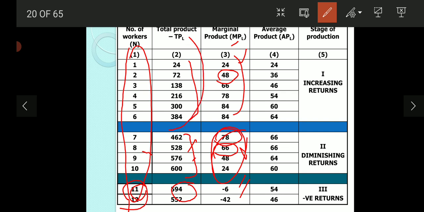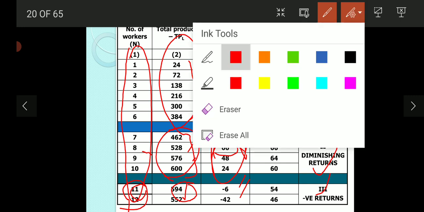Initially, when TP increases at an increasing rate, this is called phase 1. When TP increases at a diminishing rate, this is called phase 2. And when it starts falling, this is called phase 3. This is how we understand various phases of law of variable proportion. Let's plot these things graphically.